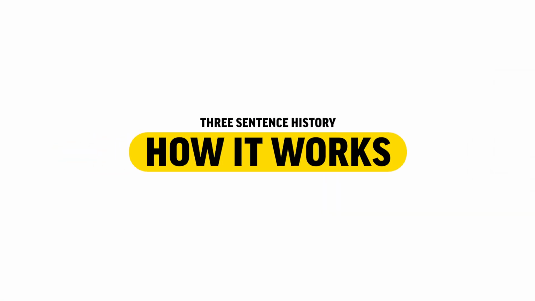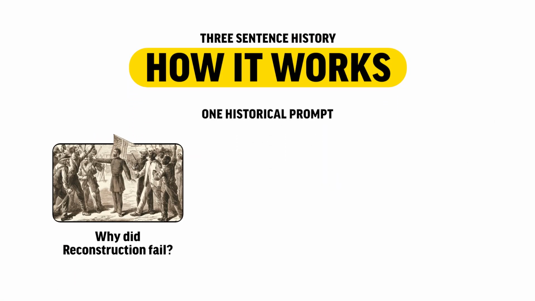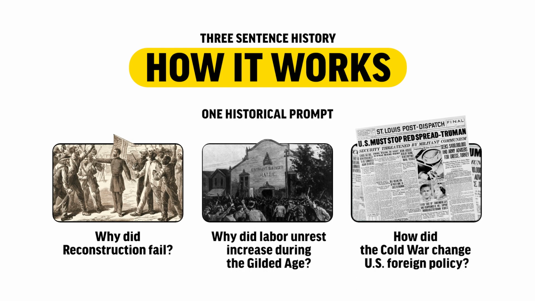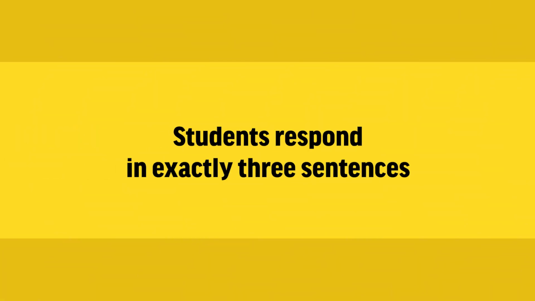Here's how it works. You simply give students one historical prompt. For example, why did Reconstruction fail? Or why did labor activity increase during the Gilded Age? Or how did the Cold War change US foreign policy? Students respond in exactly 3 sentences, no more, no less.